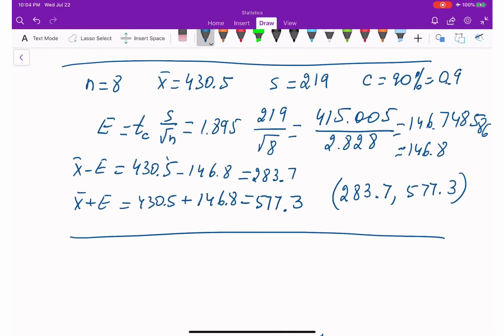Let me solve the next problem. What do we have here? In a random sample of how many devices? Of 5 devices, n is equal to 5. In a random sample of 5 devices, the average repair cost was $65.